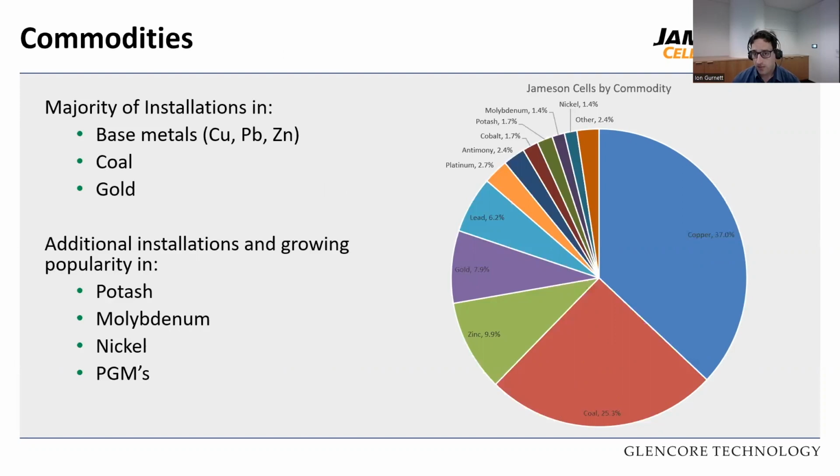If we look at it by commodity, most of the applications we're moving in these days are copper, zinc, and gold. We have been doing additional installations and growing in popularity, specifically in potash applications, moly, nickel, PGMs, and graphite. So we have been trying to grow our market and move into this currently evolving industry, especially as the industry is moving towards battery style metals.